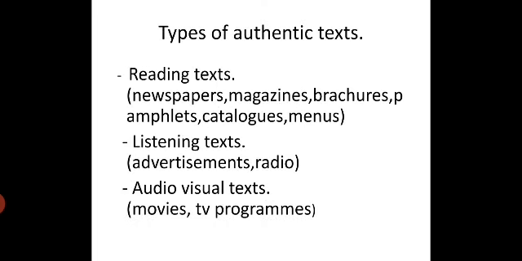And what types of authentic materials do we have? The first one is reading texts. The second one is listening texts. The third one is audiovisual texts. What is included in the reading texts? Newspapers, magazines, brochures and pamphlets, catalogs, and menus. The next one is listening texts: advertisements and radio. And for the audiovisual texts, these are movies and TV programs.